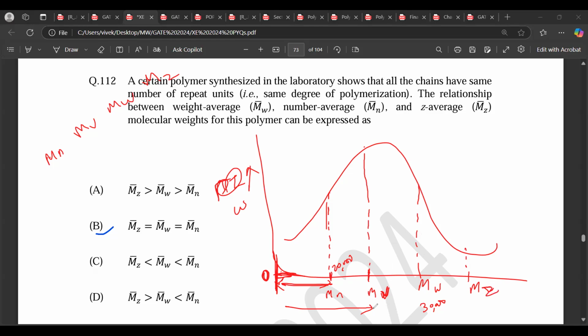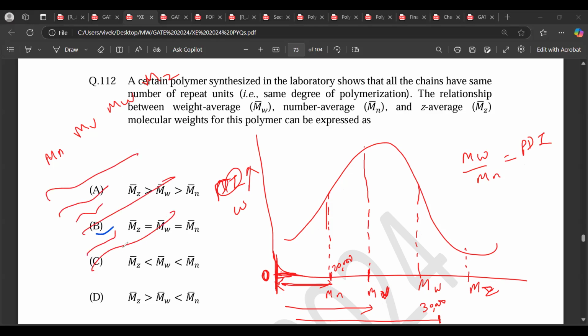So you see your Mw is slightly higher than Mn, right? The ratio Mw by Mn is known as the polydispersity index. The dispersity means how dispersed the molecular weights of the chains are, how big the variation in the chain lengths is. That is called dispersity, the difference in the size of the chains.